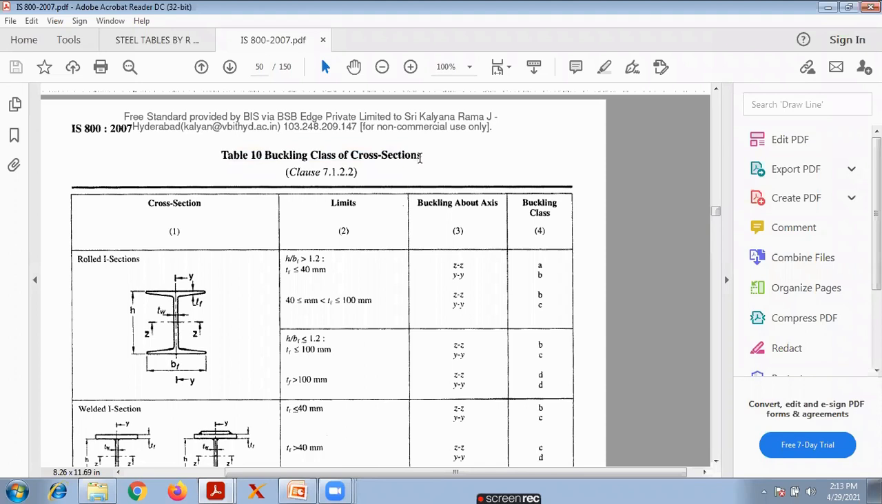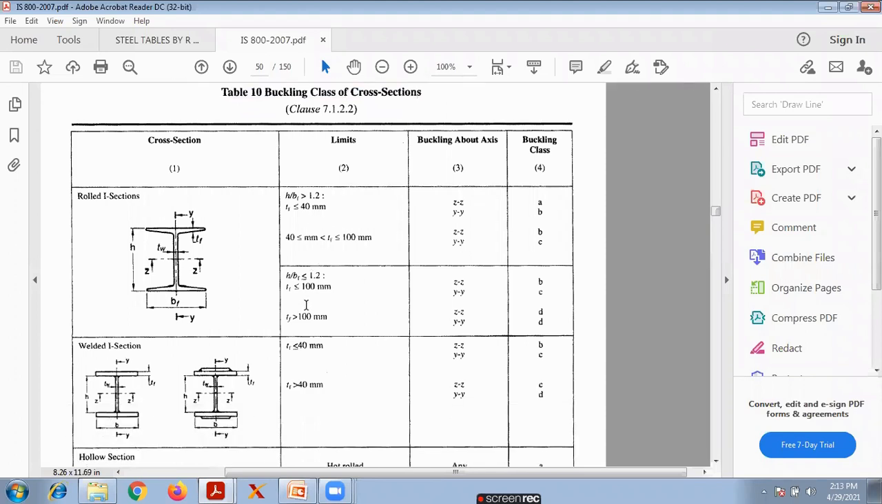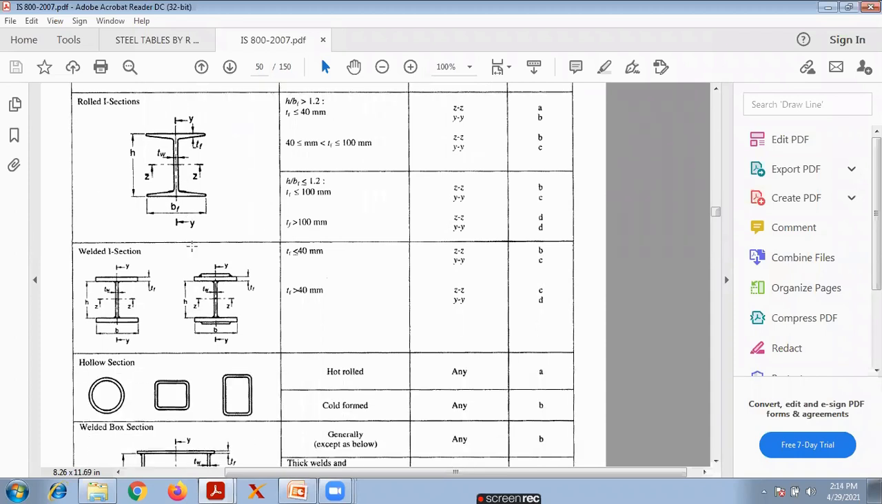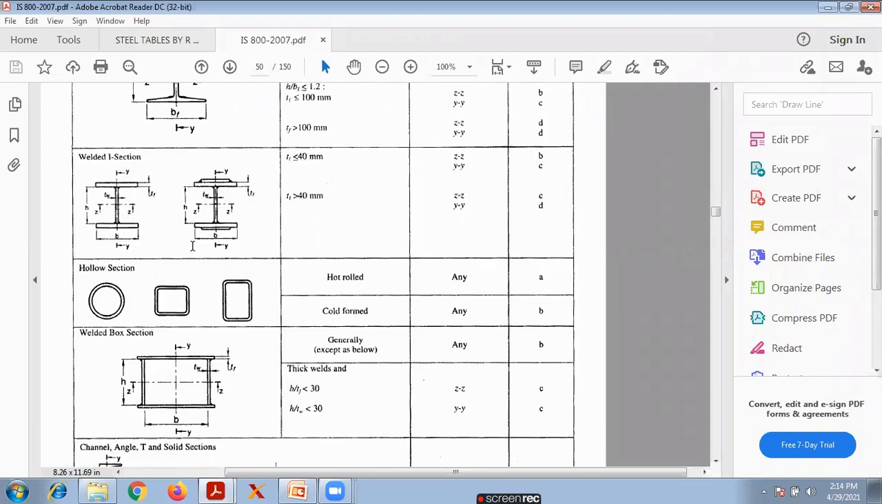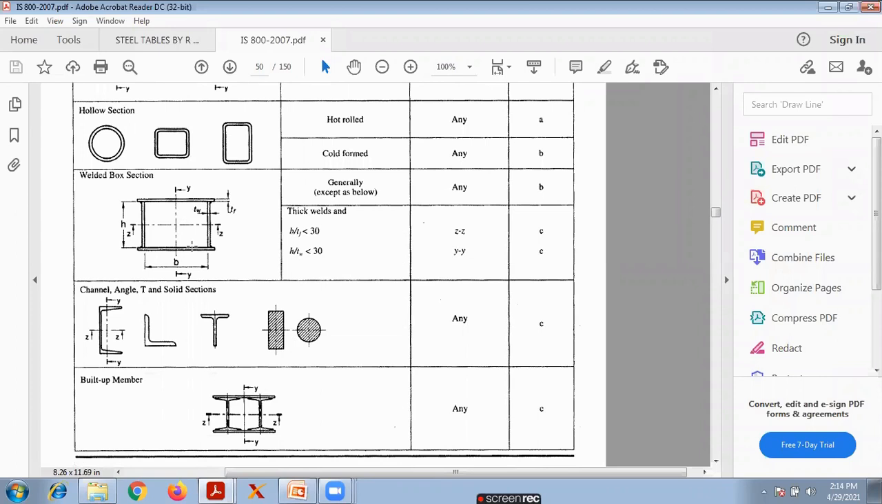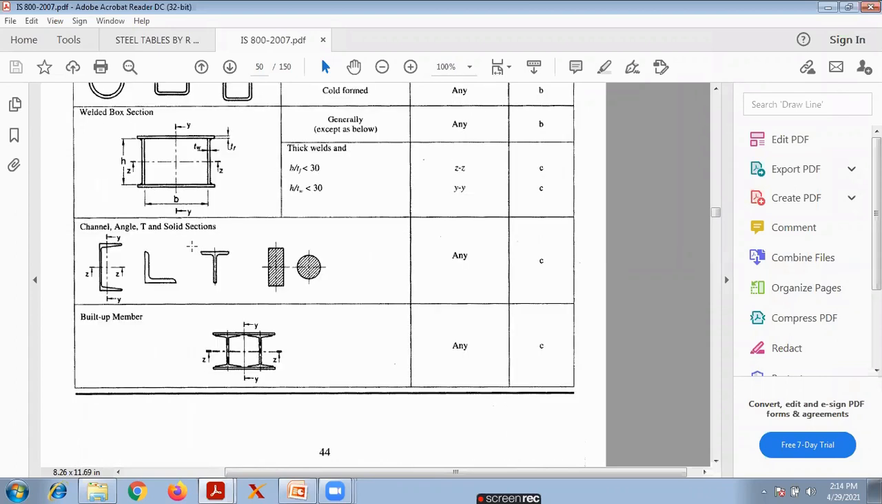We have 4 types of buckling class. In this, we have to choose the cross section. Now we are taking the rolled I section. Similarly, there are welded I sections, hollow sections, welded box sections, channel sections, and built up sections.